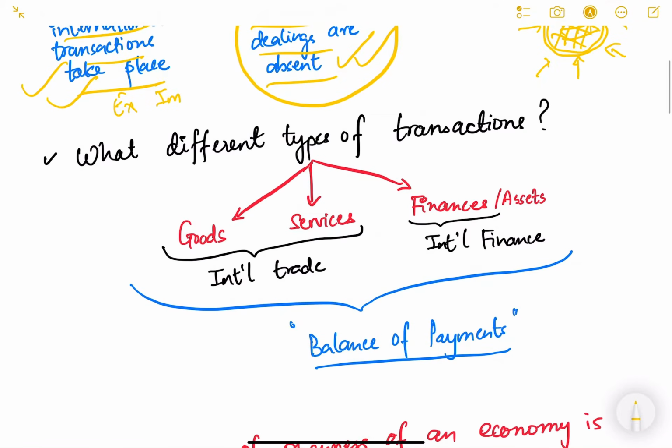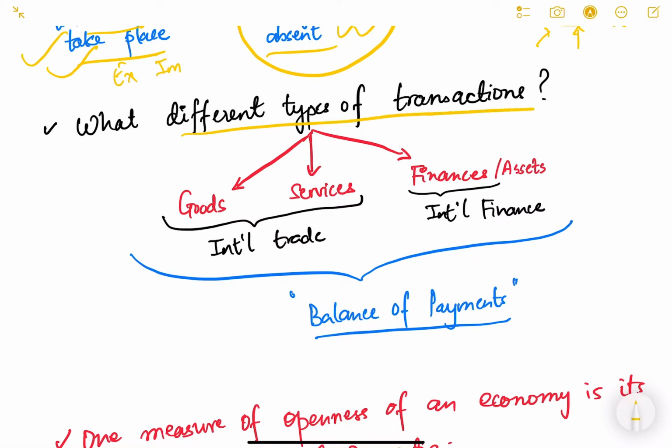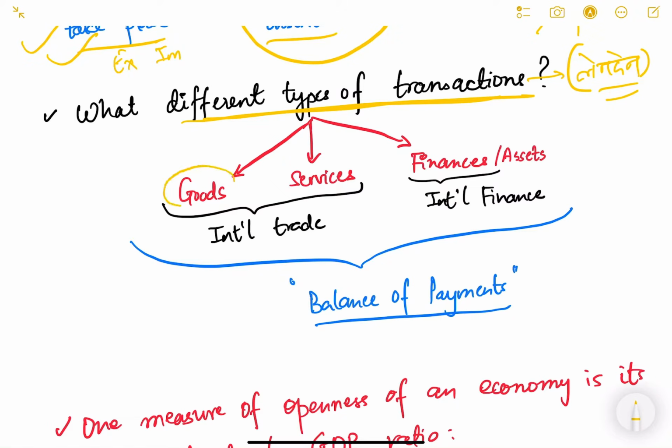Okay, so now what are the different types of transactions that can take place in the international market? Transactions, in Hindi, are known as len den. Okay, so vyavhar hona, len den hona. So basically what transactions can happen in the international market? The transactions can be of goods. For example, you are manufacturing textiles in India, you are selling them in the USA, so it is goods.